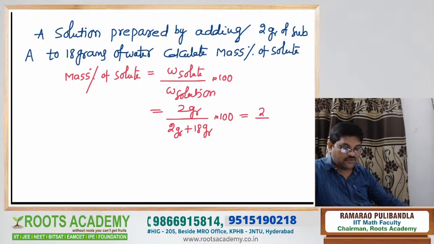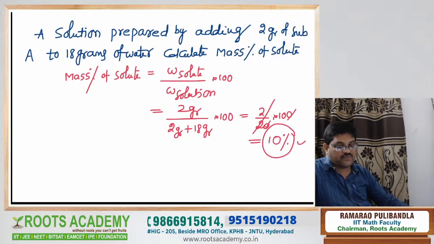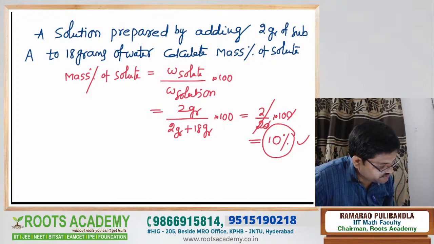That equals what you get? 2 by 20 into 100. Now 2 cancel, 0 cancel. So the mass percentage of solute is what? 10%. Tell me the answer. 10%. Understood? Yes. Next one.